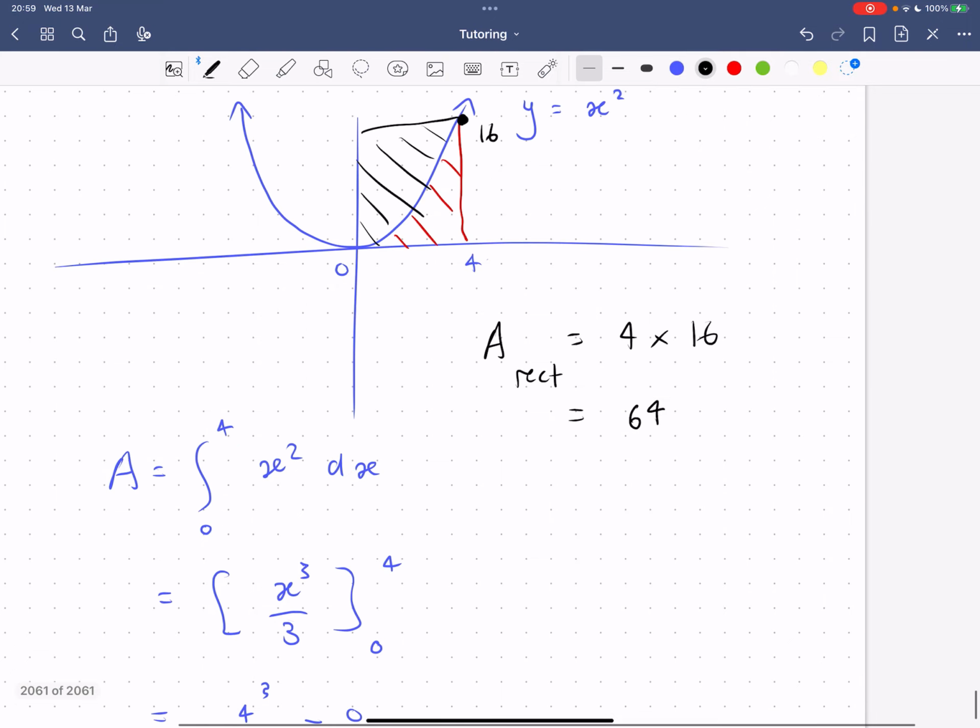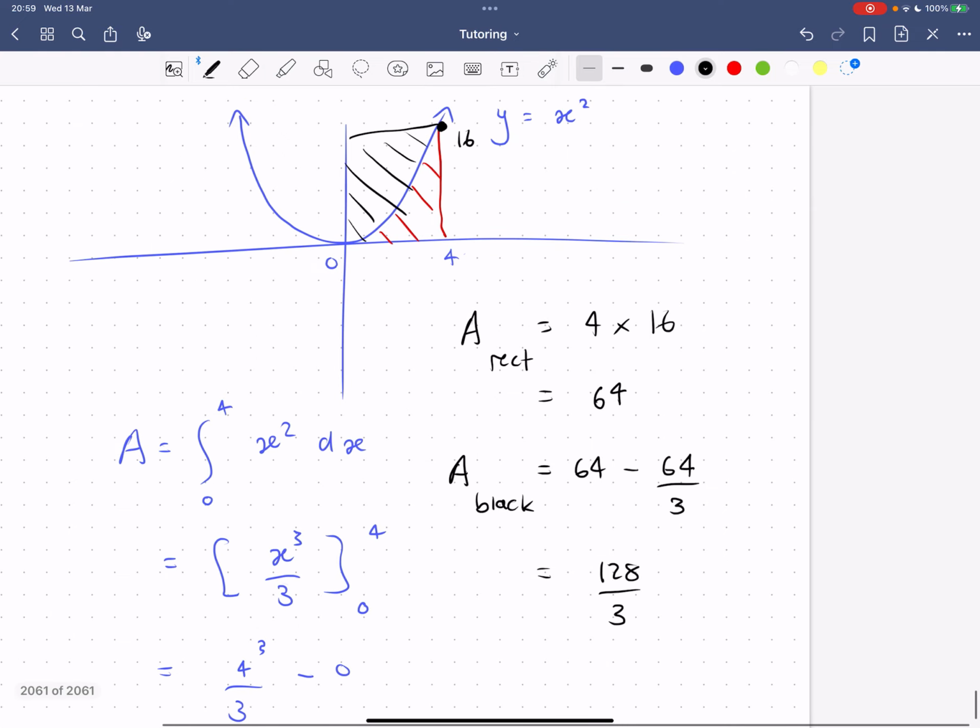So I know that the whole area of this whole rectangle is 64, which means the black area is going to be the whole area of 64 minus the area we just calculated in red of 64 on 3. And that gets us 128 on 3. However, there is another way of calculating that.